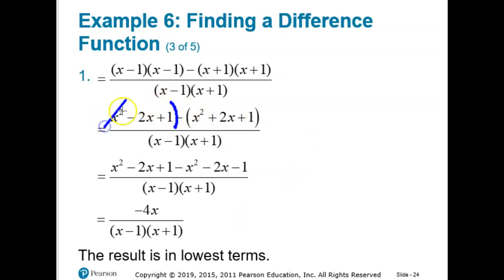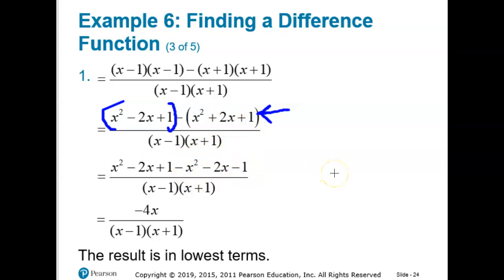You have x squared minus 2x plus 1. And then you're going to subtract everything in this parenthesis here. That means you change every sign. So you have a positive x squared becomes a negative x squared, a positive 2x becomes a negative 2x, and a positive 1 becomes a negative 1.